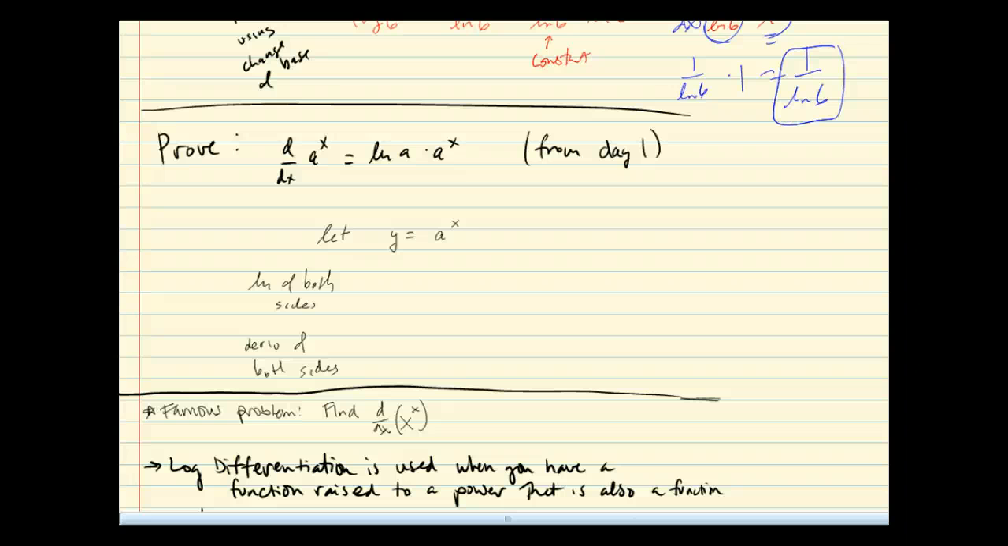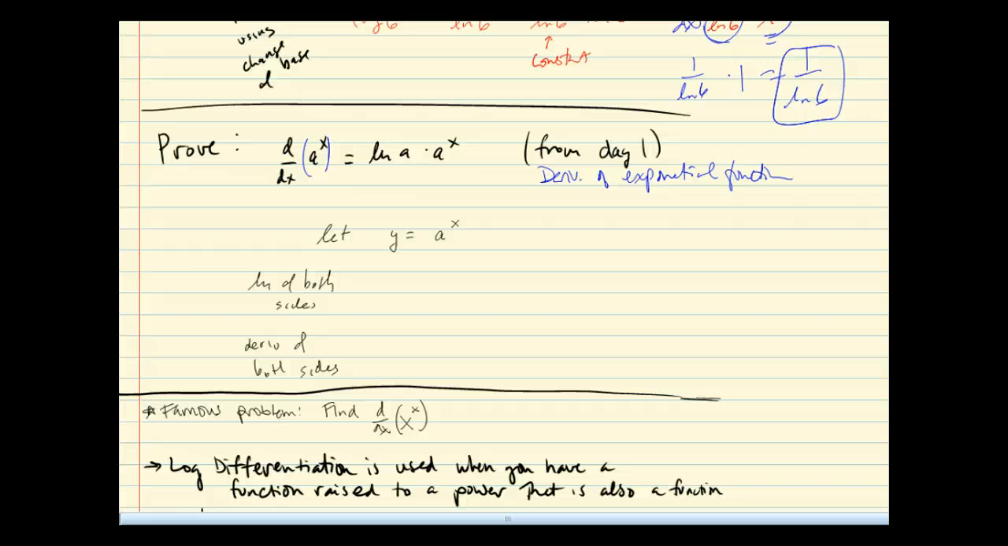This is the proof of the property that we learned yesterday, that the derivative of a constant raised to the x power is equal to the natural log of that constant times the constant to the x power. So we're going to prove that this rule from yesterday, which is the derivative of an exponential function, is actually true. And we can do it now that we have the derivative of logs. So here's what we're going to do. We're going to begin by letting y, this new variable, be equal to what I'm trying to take the derivative of, which is a to the x power.